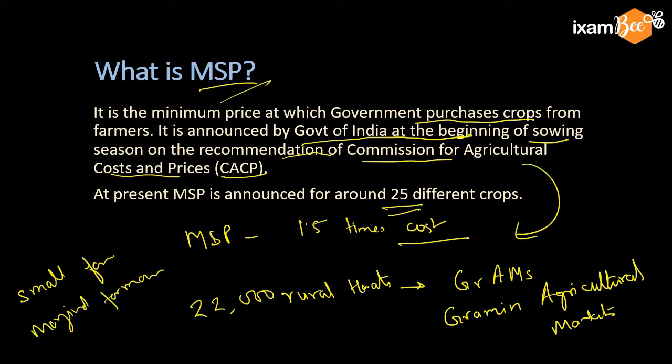What are small and marginal farmers? Marginal farmers are actually the smallest ones. These have less than 1 hectare of land. Small farmers have 1 to 2 hectares of land. So this definition of small and marginal farmers also should be known to you.